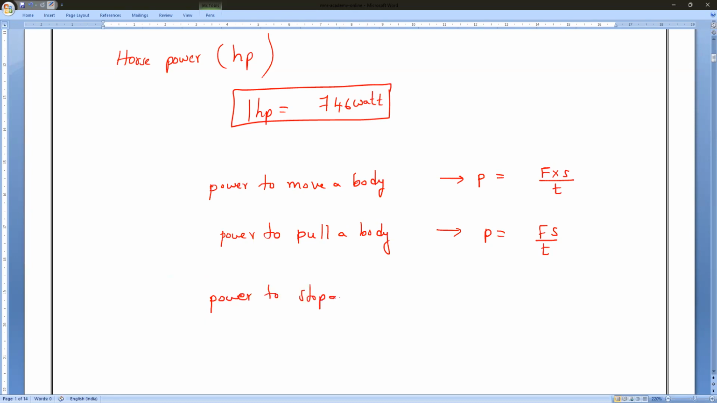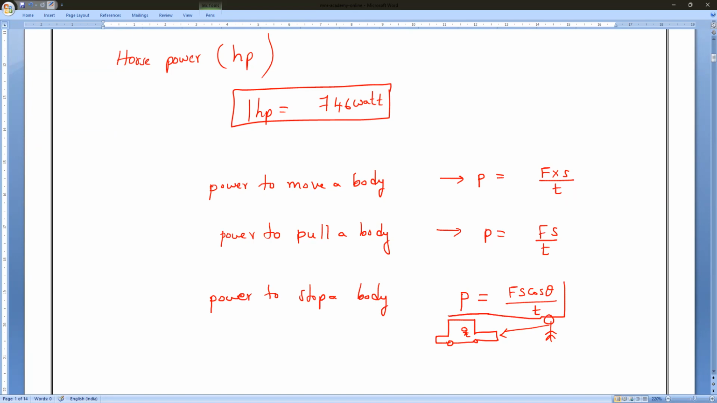Power to stop a body. If you want to stop a body, for example, there is a car coming. This is very important. Now a person is standing. Imagine he is like a Hulk. He wants to stop this car. He wants to apply force and stop the car. Am I audible, everybody? Then the power of a person is P equals Fs cos theta divided by T.